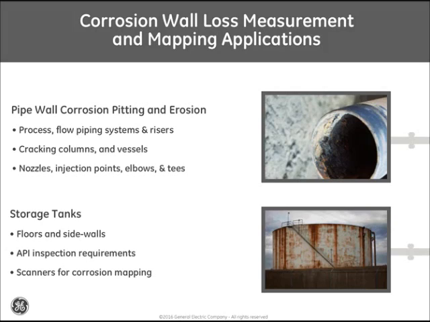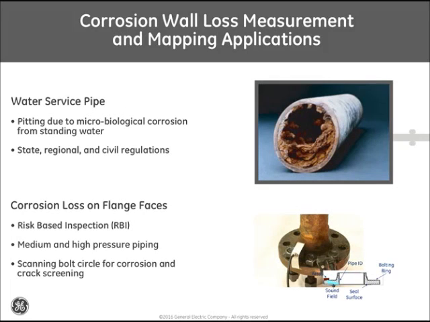Storage tanks occupy a large floor area, and either specifically in the floor itself or on the lower sides of the tank walls, they're very susceptible to corrosion. The next slide will walk through two more typical corrosion applications. The first being surface water piping, where due to microbiological corrosion from standing water, you get either pitting or defoliation within the inside diameter of the pipe.